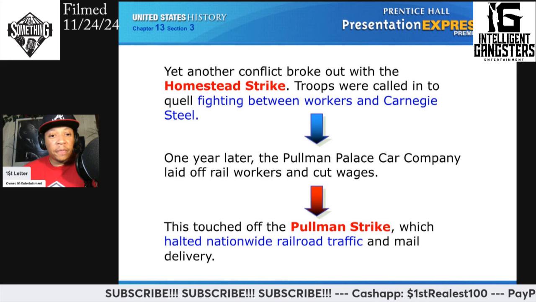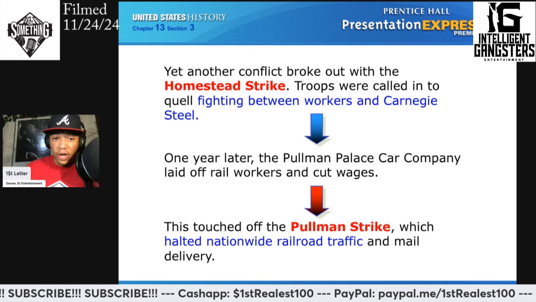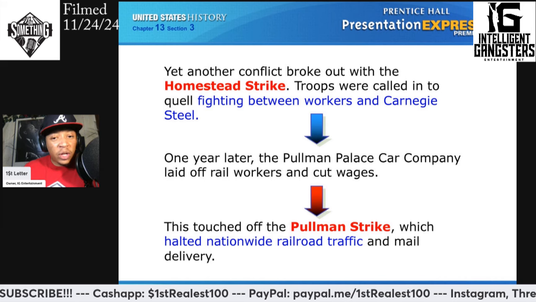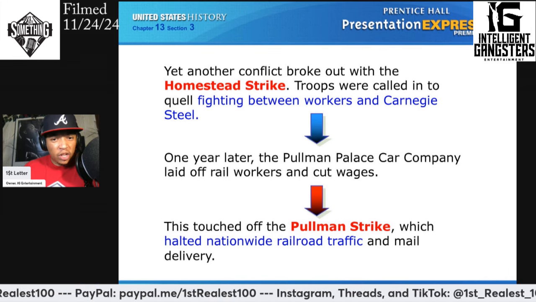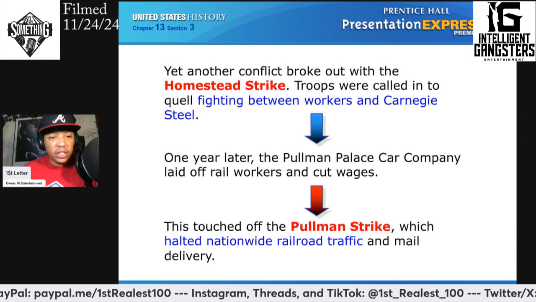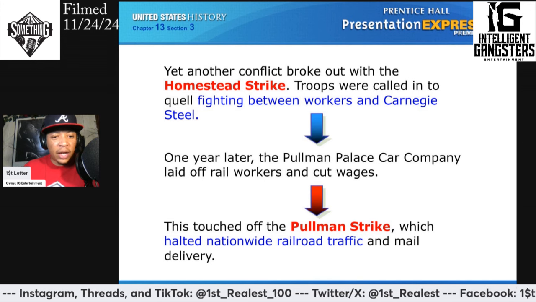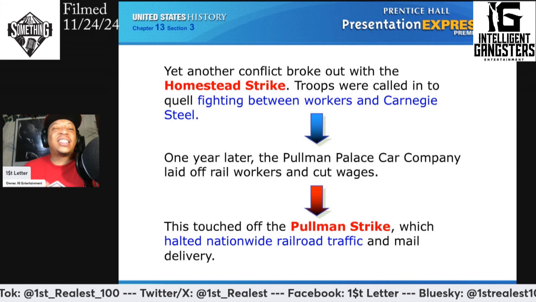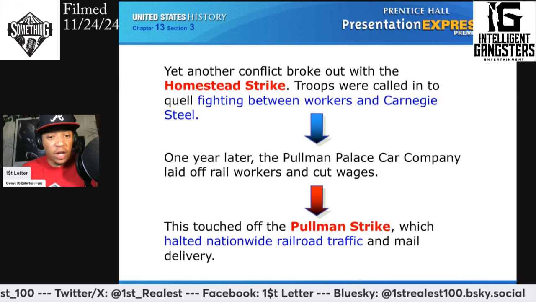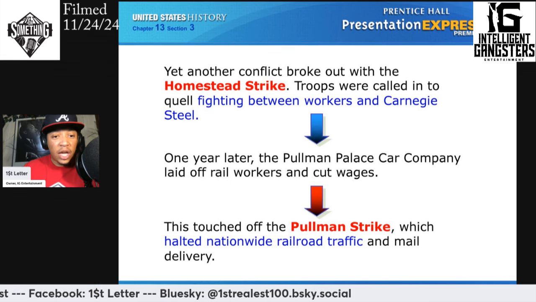Yet another conflict broke out with the Homestead strike. Troops were called in to quell fighting between workers in Carnegie Steel, and quell just meaning to stop it. One year later, the Pullman Palace Car Company laid off rail workers and cut wages. This touched off the Pullman strike, which halted nationwide railroad traffic and mail delivery.